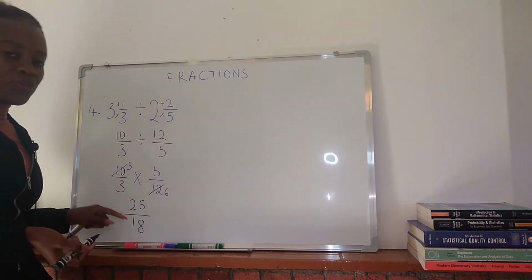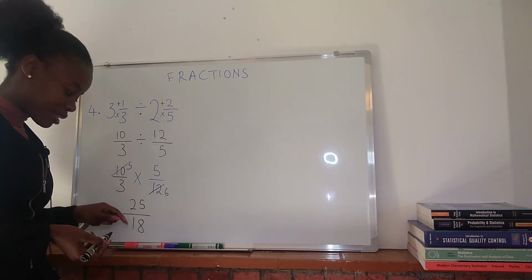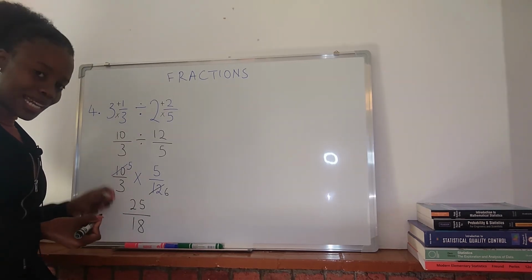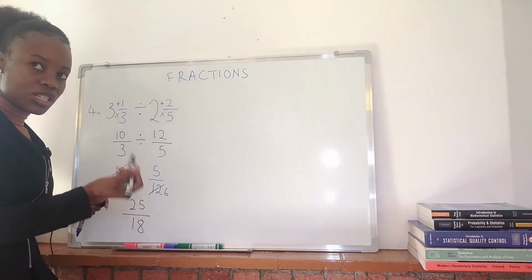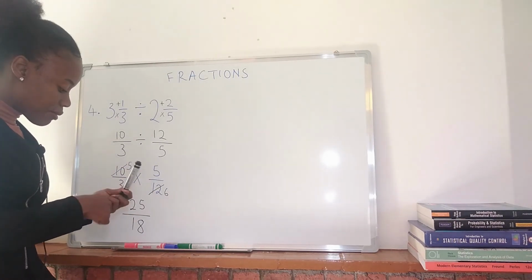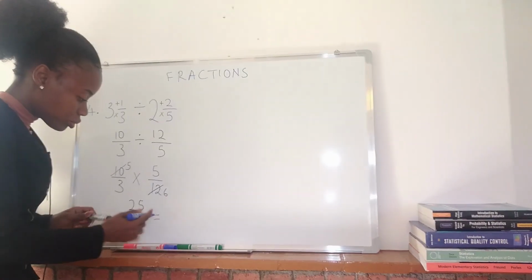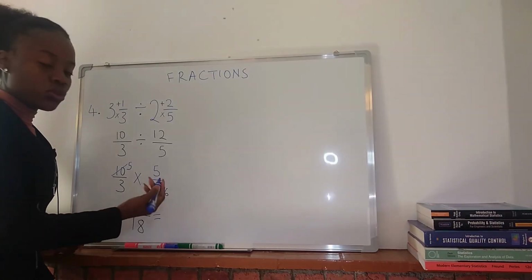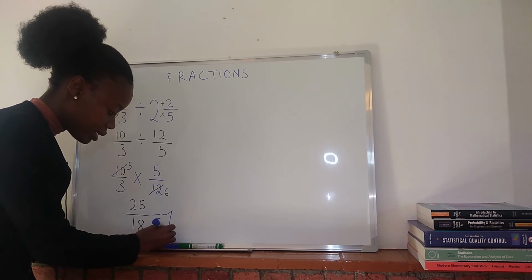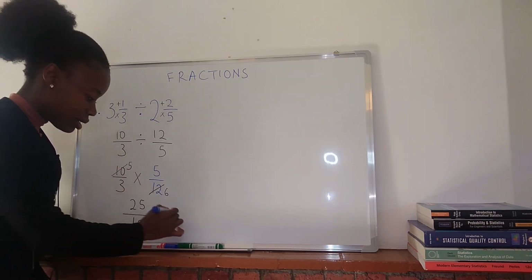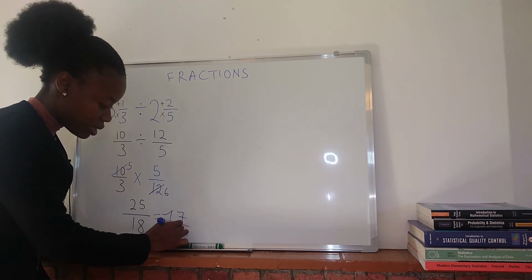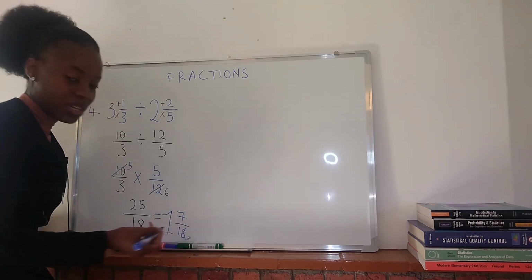Then this is an improper fraction. So we are going to change this improper fraction into a mixed fraction, right? So 18 into 25 is 1, remainder 7, so we have 1 and 7 over 18. So this is the final answer.